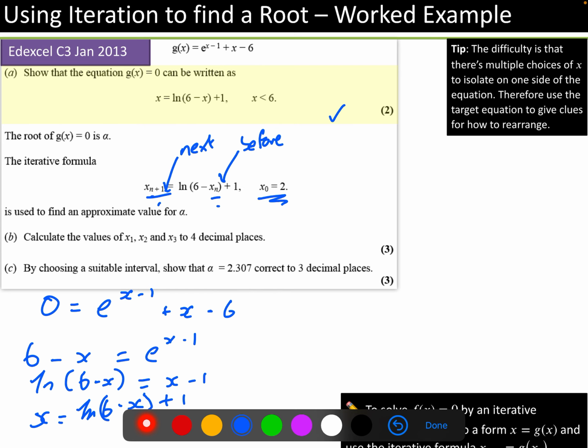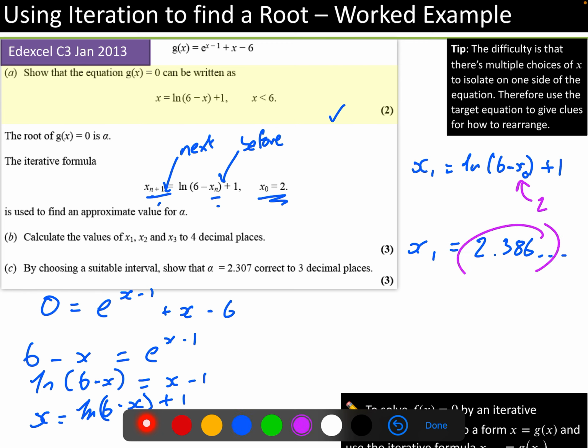So let's just show you how you would find x1. The formal way of writing it would be as follows. You would say x1 equals the natural log of 6 minus x, which we just showed, plus 1, and that's your x0. So the idea is that you would put in here your first value, which is 2. So if you do x1 and you type all of that into your calculator, I get x1 is 2.386 and so on.